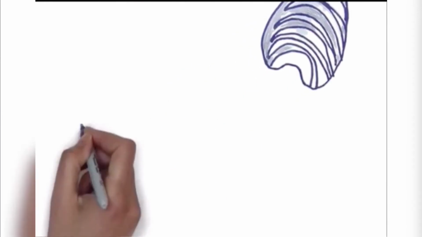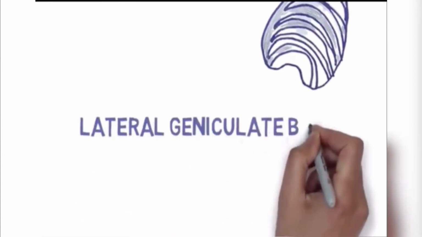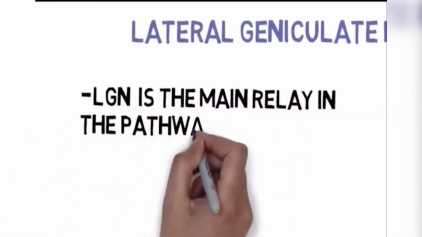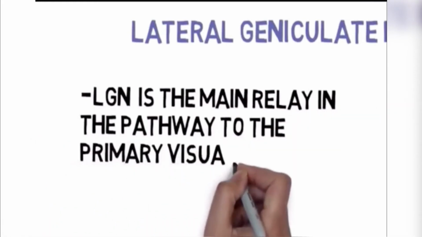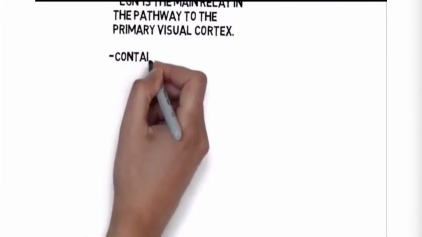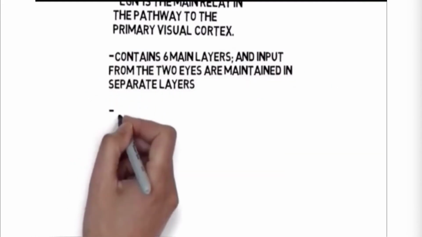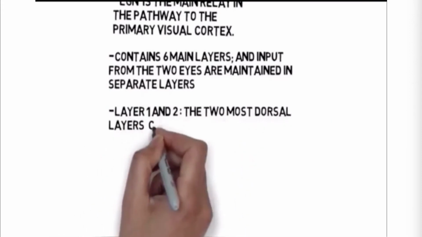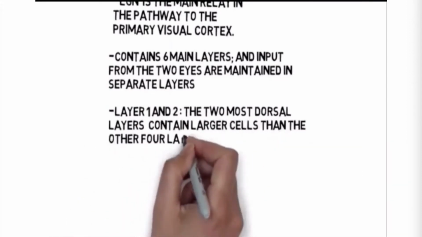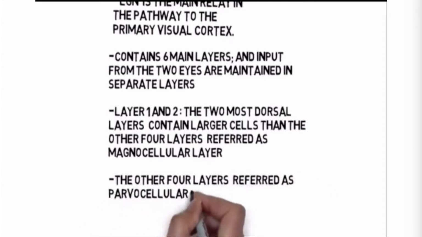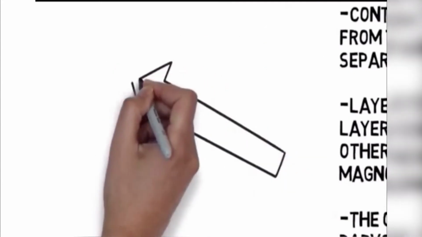After passing through the optic chiasm, the visual pathway will pass the lateral geniculate body or nucleus. The LGN is the main relay in the pathway to the primary visual cortex. The inputs from the two eyes are maintained in six main layers: layers 1 and 2, which we call the magnocellular layers, and the other four layers, which we call the parvocellular layers.